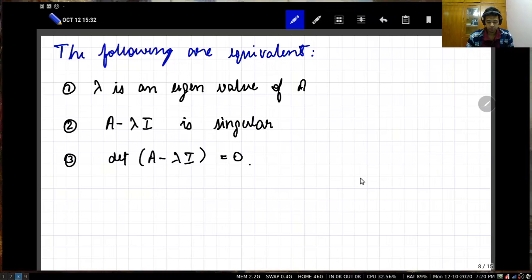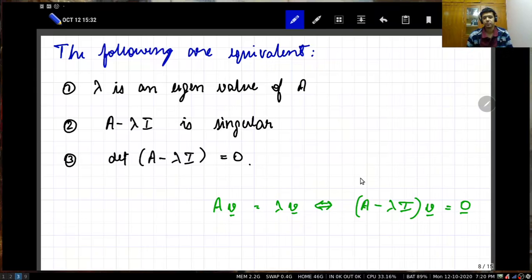Okay, right. So clearly, if lambda is an eigenvalue of A, then A times v is equal to lambda times v, or this is essentially the same as saying that A minus lambda I times v is equal to the 0 vector, right? So this means that v lies in the null space of A minus lambda I, and this obviously means that A minus lambda I is a singular matrix.